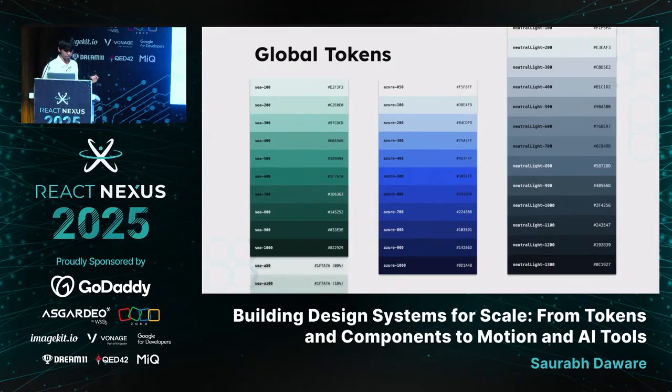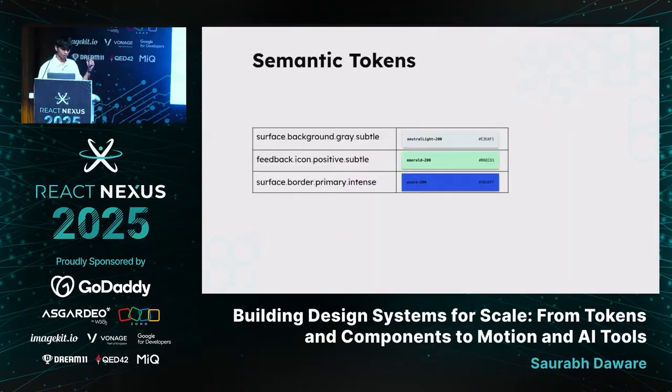What we do is we build an additional abstraction layer on top of this, which is called semantic tokens. So you can have semantic tokens where you say my semantic token called surface.background.gray.subtle points to my global palette of neutral like 200, or my positive color points to this color, or primary intense points to this color. And these are just examples. You can have tokens like surface.x.primary.normal, surface.border colors. So you can have different types of semantic tokens.